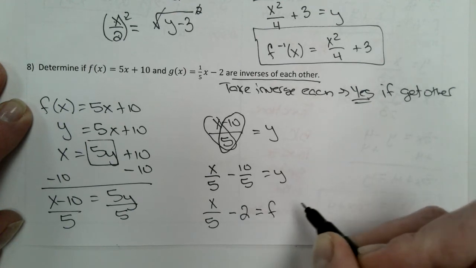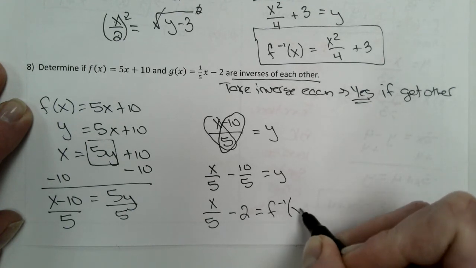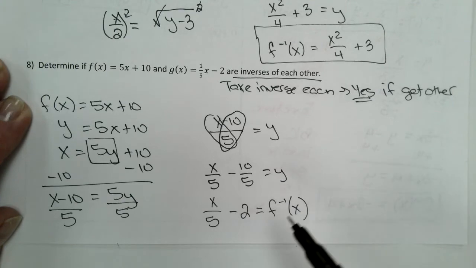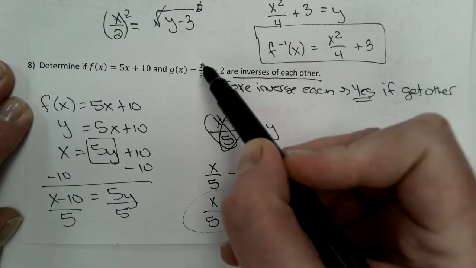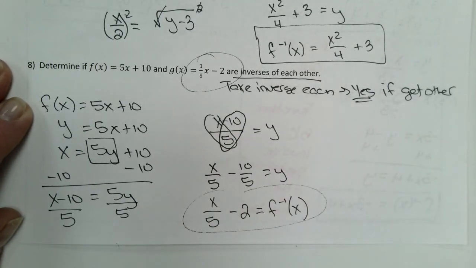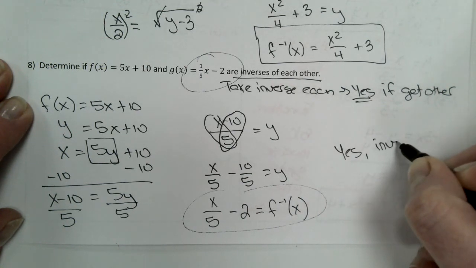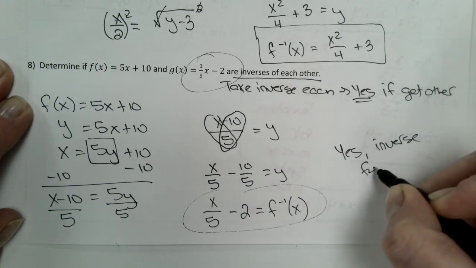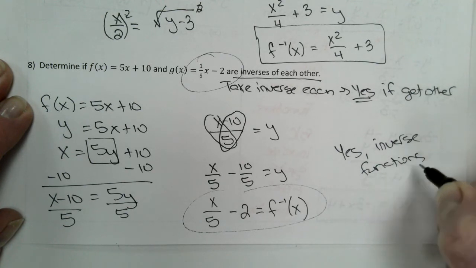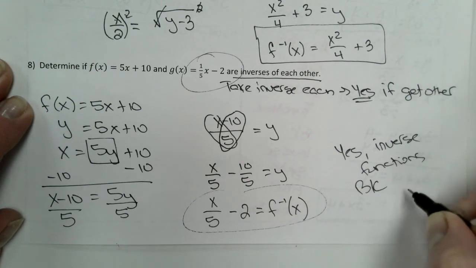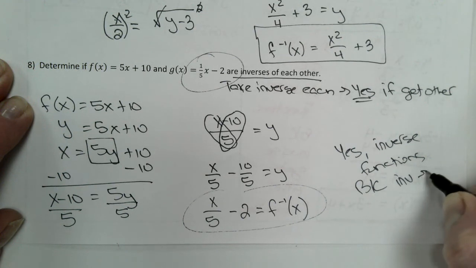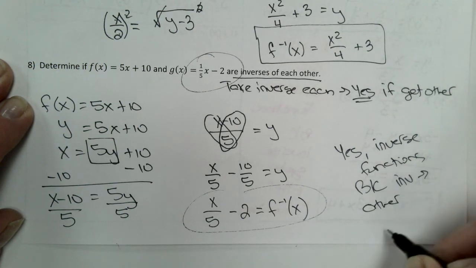Now I'm going to go ahead and switch that to f negative 1 of x. This is the same thing as my g of x function. And so, yes, they are inverse functions because the inverse gets the other function.